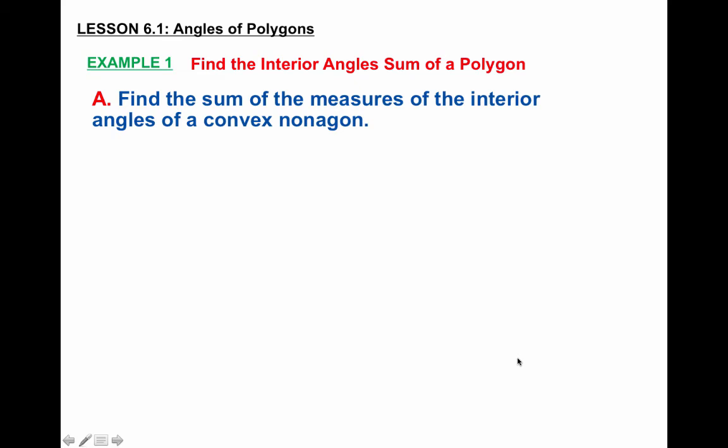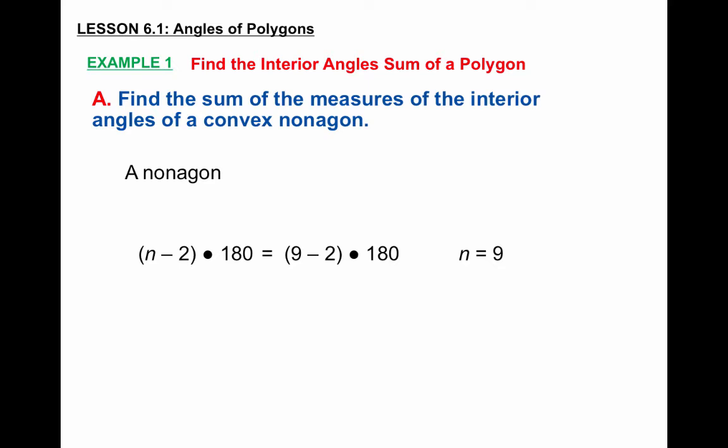So we're just going to use this to go through a couple examples in looking at these figures. The first one is a nonagon. If you don't remember what a nonagon is, it's a figure that has 9 sides. So all I'm going to do is take my formula, n minus 2 times 180, and just plug in the number of sides. So 9 minus 2 times 180 gets you 7 times 180, which is 1260. So this is 1,260 degrees inside a 9-sided figure.